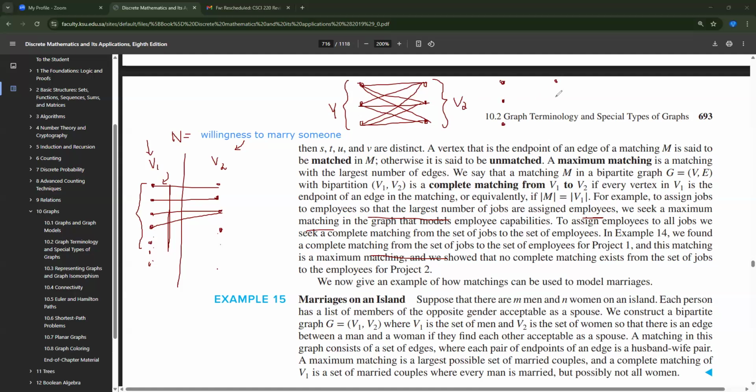Complete matching means no one's left alone. This could be like this, an example of a complete matching. Everything in V1 has at least one in V2, so you don't have a vertex here with nothing connected. This is a complete matching from V1 to V2, if I'm not mistaken. But this is not a complete matching from V2 to V1 because there is 4 and 3, right?